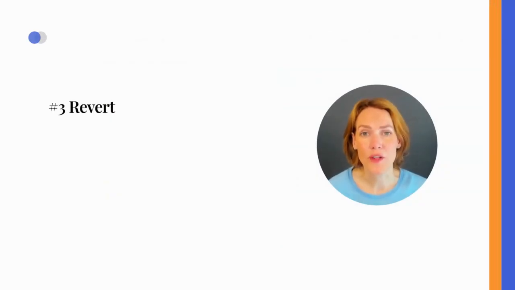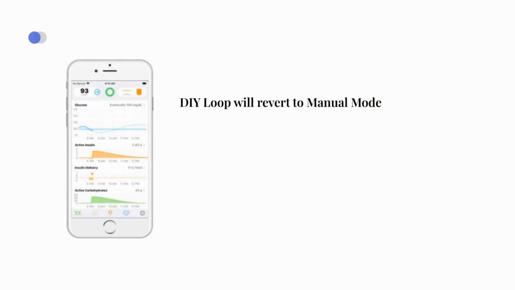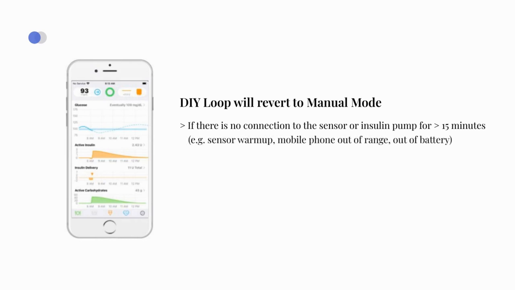3. Revert. DIY Loop will revert to manual mode if there is no connection to the sensor or pump for more than 15 minutes. This can happen when the sensor is warming up or when the mobile phone is out of range or has a low battery.